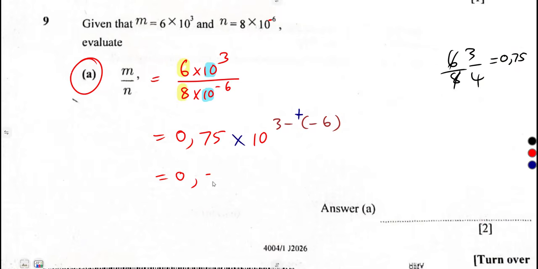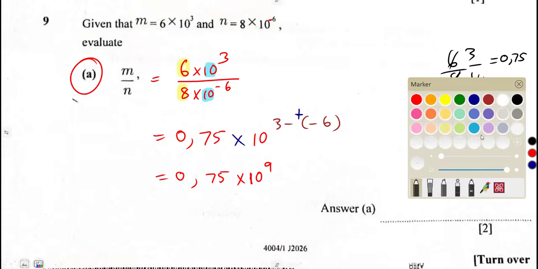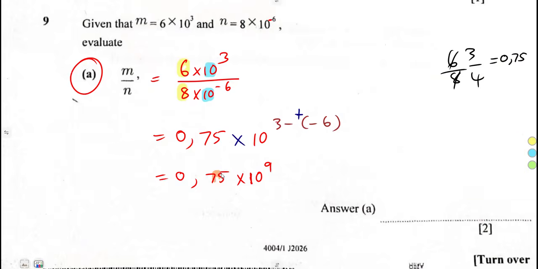So that's 0.75 times 10 to the exponent of 3 plus 6, which is 9. So this number, 0.75, is not in standard form. Writing our answer in standard form, we have to convert this to standard form. 0.75 in standard form is going to be between 7 and 5, so that's 7.5 times 10 to the exponent of negative 1.